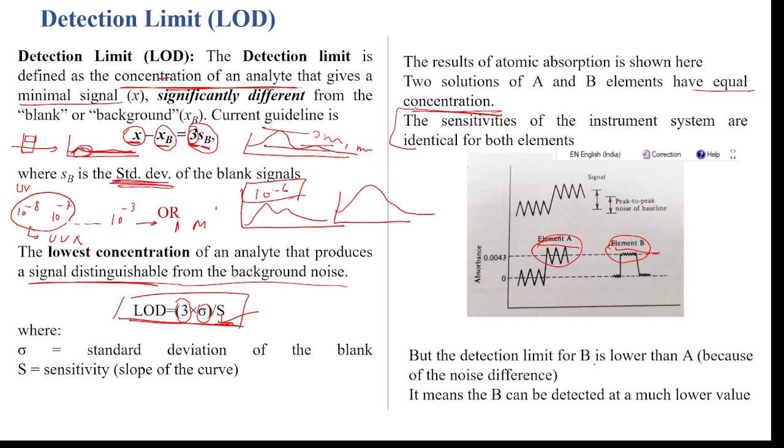That means, see, even here if you find the ratio, its LOD is, for example, this area, and this is the signal area. For example, this is 1 centimeter, and this is 3 centimeter. Here you will calculate it, and here the gap is high, right? So the gap is high, so B is the more sensitive one. That means if we decrease the amount, the instrument can still analyze it. B can be detected even at a much lower value as compared to A.